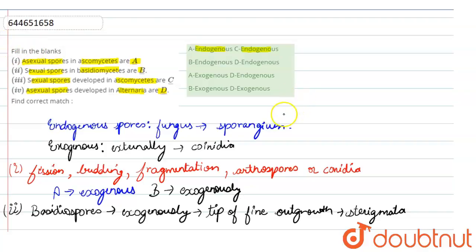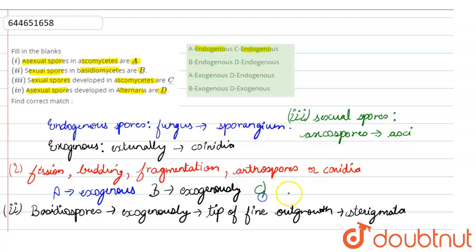Starting with the third one, which says sexual spores developed in ascomycetes. So now talking about the third C part, which says sexual spores developed in ascomycetes. So ascomycetes produce the sexual spores. Now these are called the ascospores. Okay, now these are formed in the sac-like structure called asci, and these relate to the endogenous spores. These are endogenous spores.